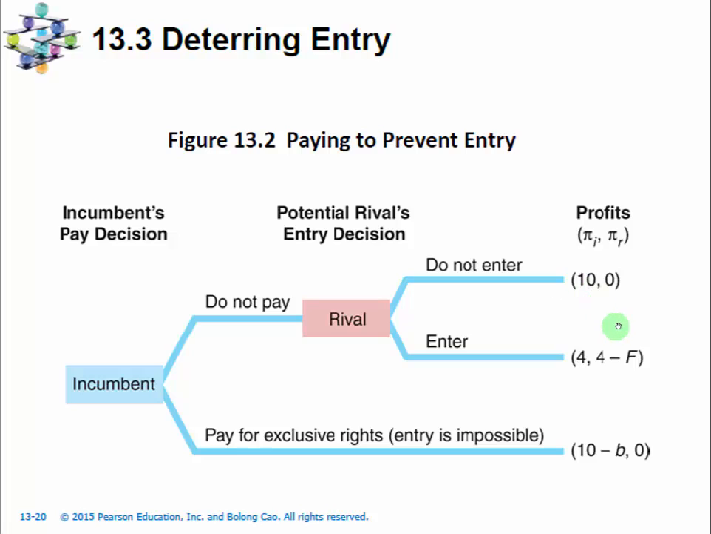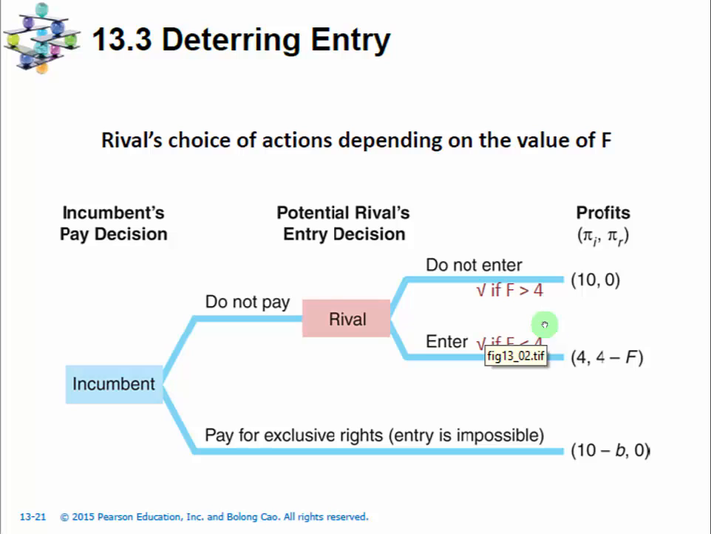However, if the rival sees the opportunity to enter and the incumbent hasn't paid for the exclusion contract, the rival can pay this fixed cost F to enter, and the incumbent's profit falls from 10 to 4. Another choice by the incumbent is to pay for the exclusive rights to be the only shoe store in this mall by paying this B out of the 10 profits. In that case, the rival cannot enter this market and makes nothing, 0 profit.